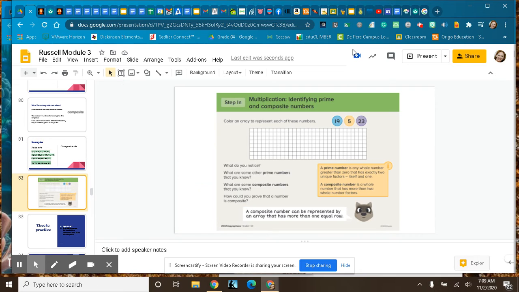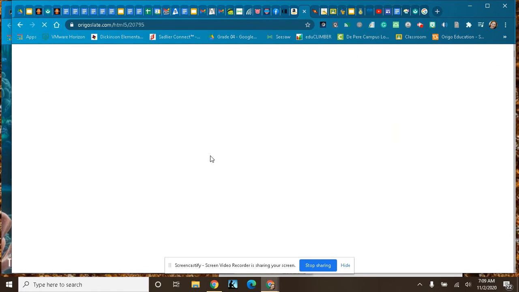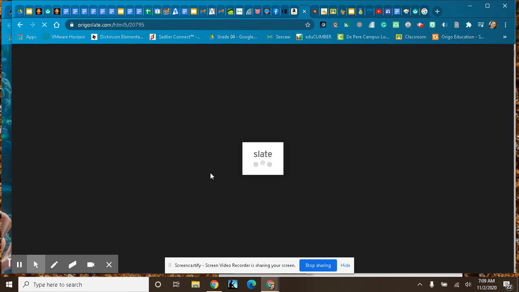Let's take a look at our math journal page for today. And an easy way for you to find prime or composite numbers is to use an array.